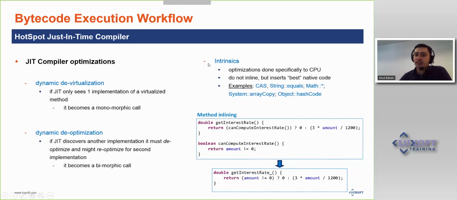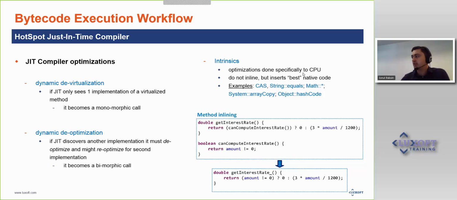Intrinsics are another interesting kind of optimization done during the runtime by the just-in-time compiler. Intrinsics are mainly optimizations done with regard to the CPU and the hardware architecture itself.